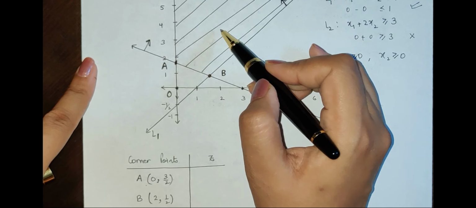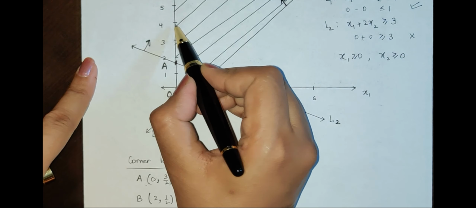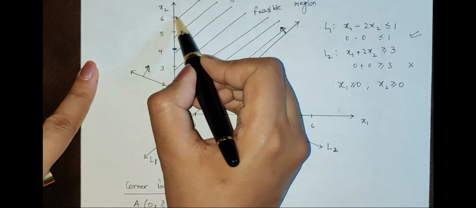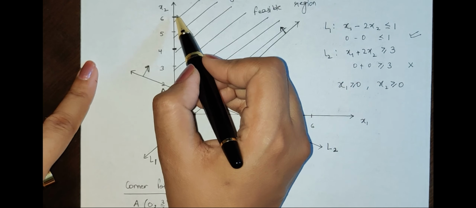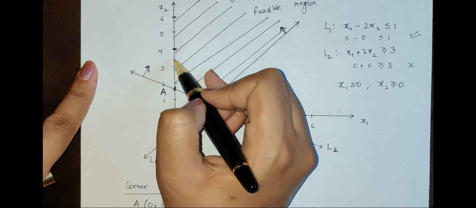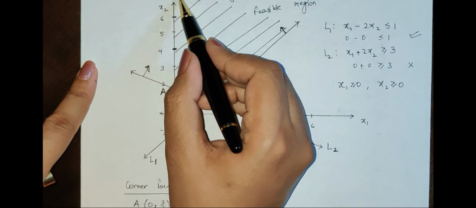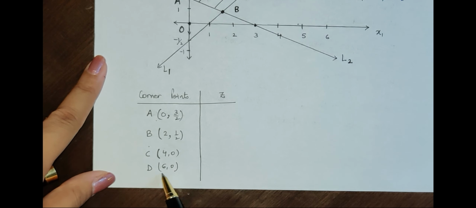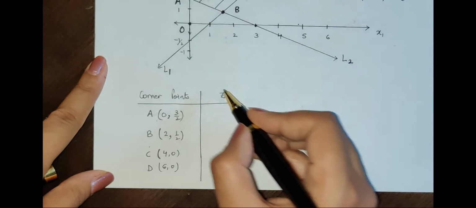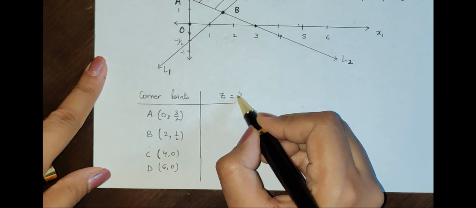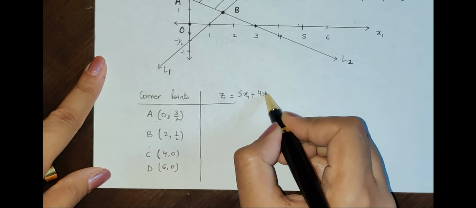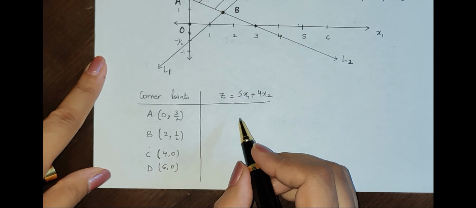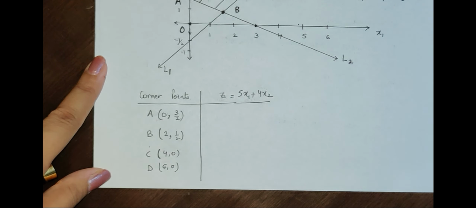the feasible region is infinite. So let us take one point, say C, from here, and I can also take one more point, say this. This will tell me whether the value of the objective function is increasing as this value is increasing or not. So I have plotted C (4, 0) and D (6, 0). So let us write my Z. Z is 5x1 plus 4x2. Let us now calculate the values of each and see what we are getting.